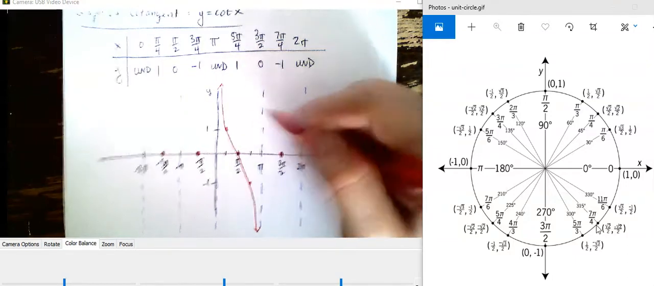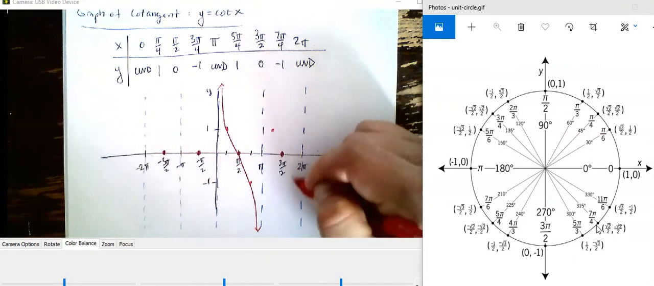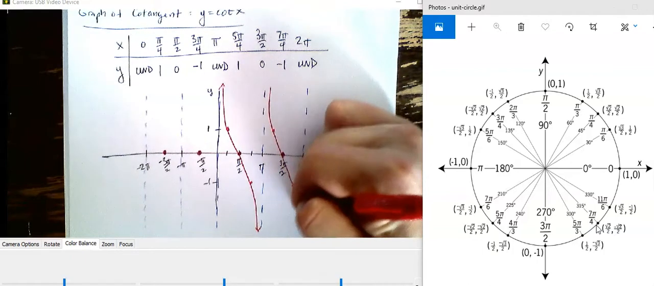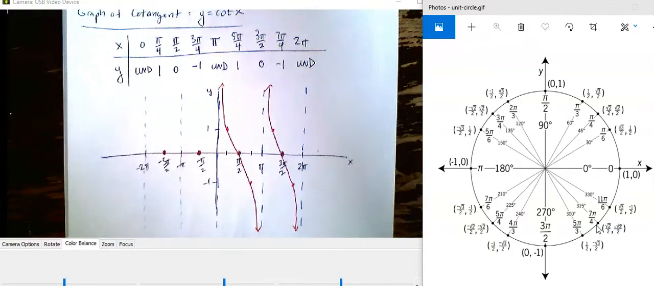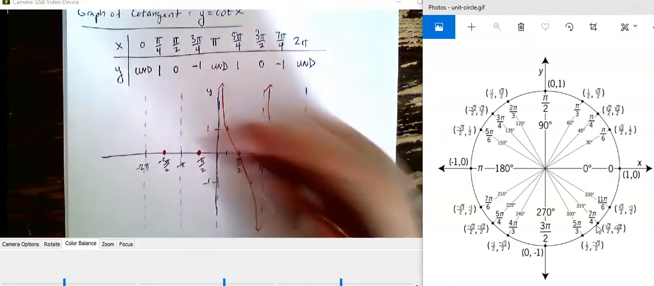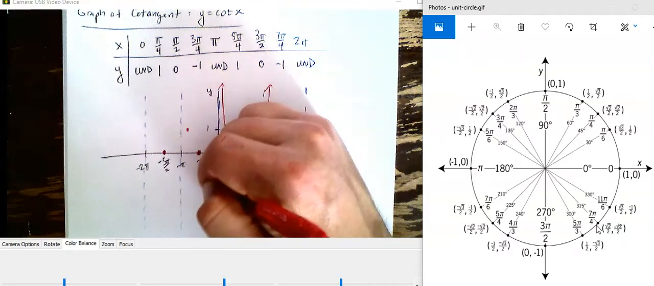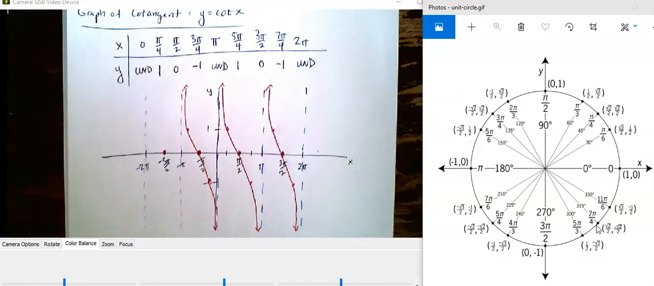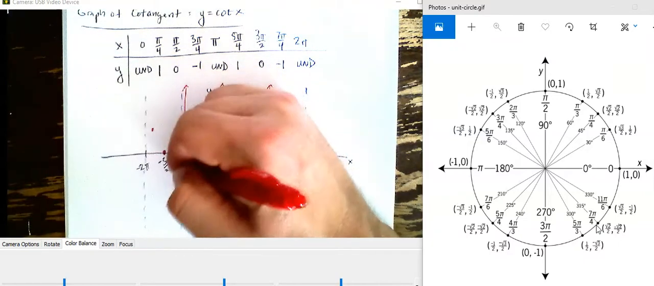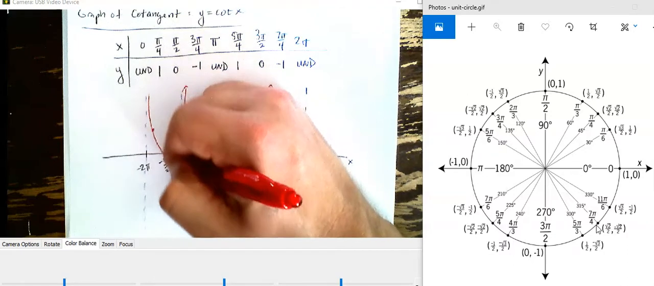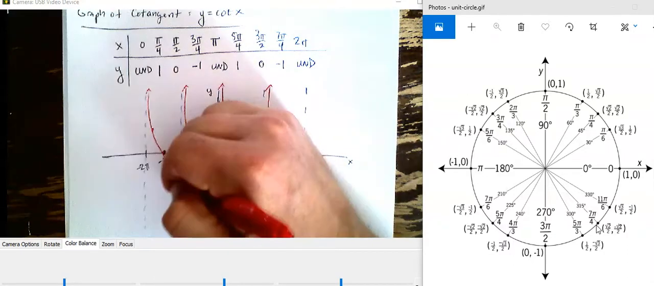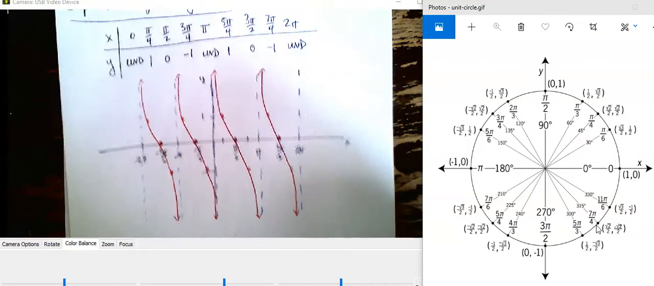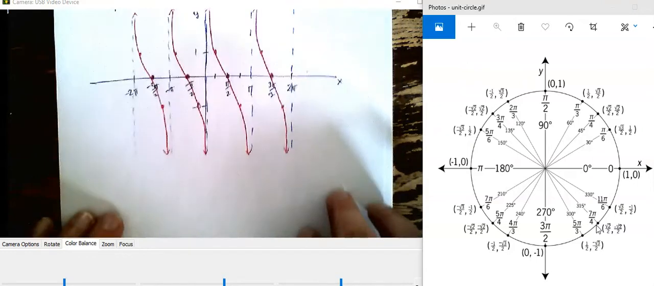So we'd have the same trend over and over again. So here we would have a 1. Here we would have a negative 1. You would get another copy of that. Another period of the cotan function. So over here, we would have a 1 here, a negative 1 there. Again, we can't cross these asymptotes. Okay. So cotan looks like it's a reflection and a shift of the tangent function.